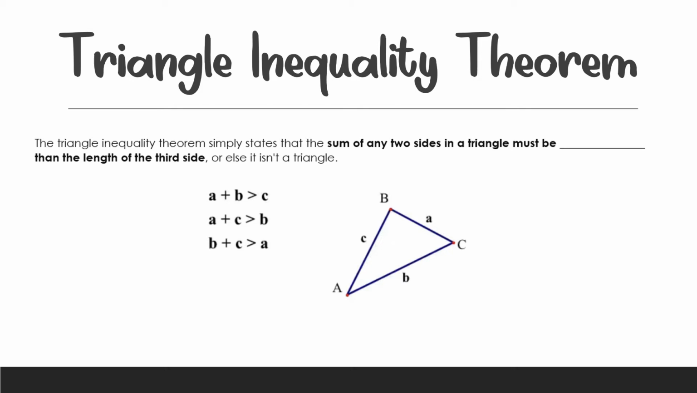All right, looking at the triangle inequality theorem, it states that the sum of any two sides of a triangle must be greater than the length of the third side. Otherwise, the triangle could not exist. No matter which two sides I add, A and B together must be larger than C. If I add A and C together, they must be longer than B. And if I add side B and C together, they must be longer than side A.